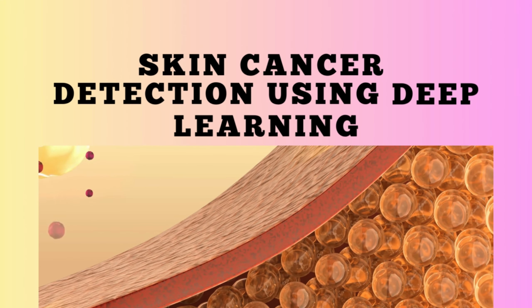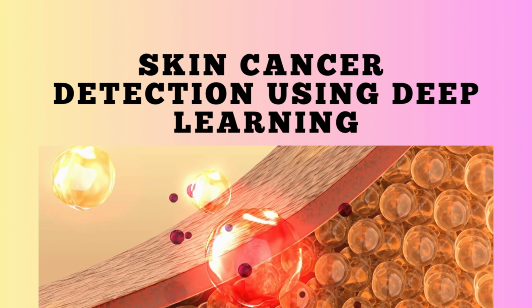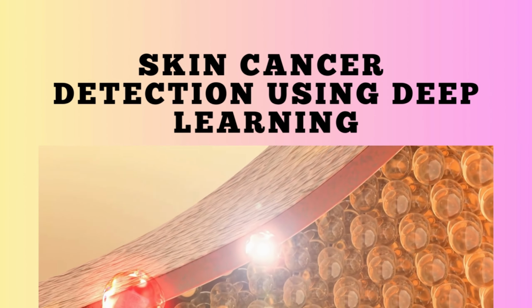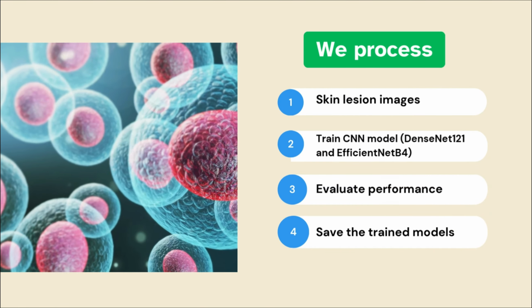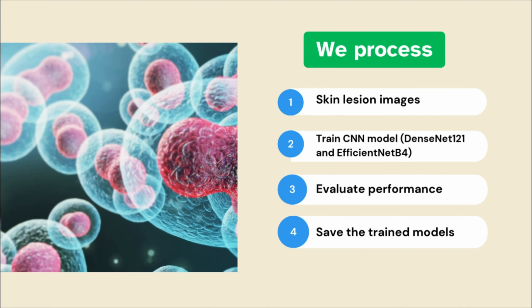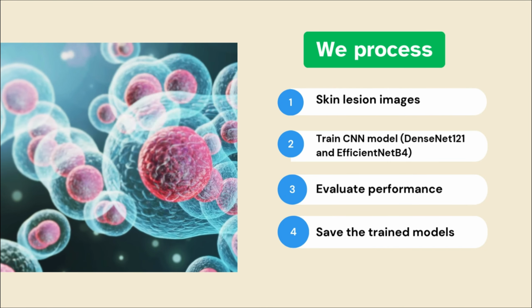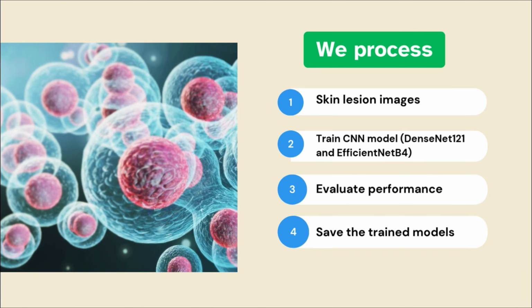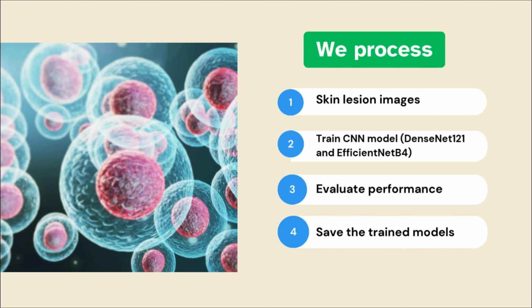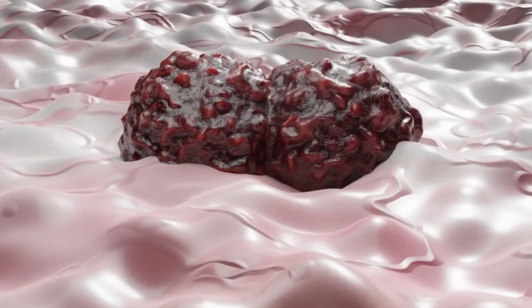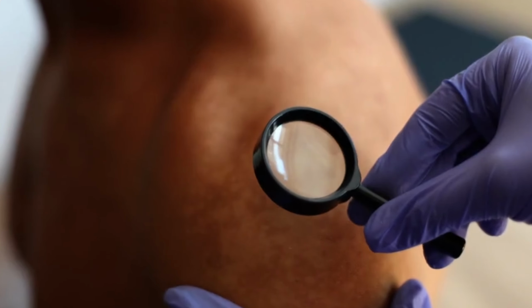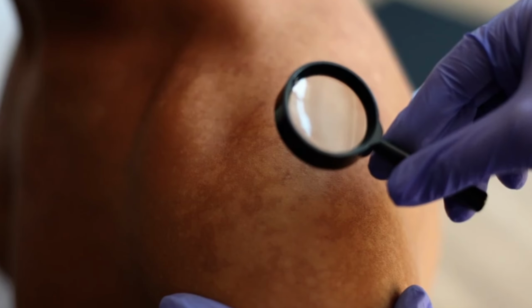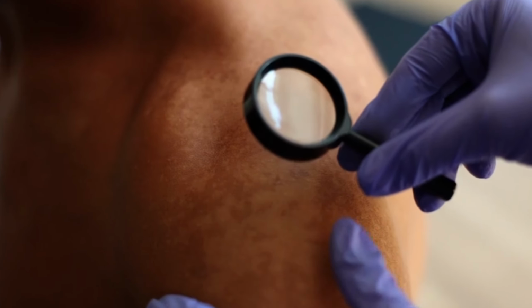Hi everyone! Today I will walk you through a complete skin cancer detection project using deep learning, where we process skin lesion images, train CNN models like DenseNet 121 and EfficientNet B4, evaluate performance, and save the trained models for real-world testing. This project helps automate early detection of skin cancer by teaching models to classify lesion images, which can speed up diagnosis, assist doctors, and potentially improve patient outcomes.